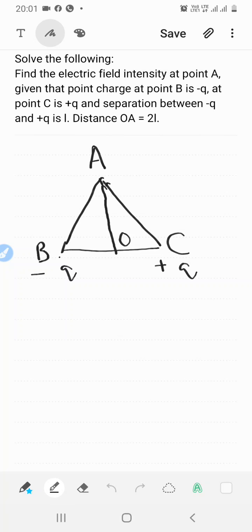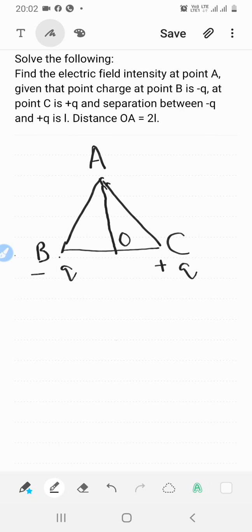Find the electric field intensity at point A, given that the point charge at point B is minus Q, at point C is plus Q, and the separation between minus Q and plus Q is L. Distance OA is 2L. So, here point A is on the perpendicular bisector of this dipole, minus Q and plus Q. Though it is not mentioned, take it that point A is an equatorial point, at the equator of the dipole axis.